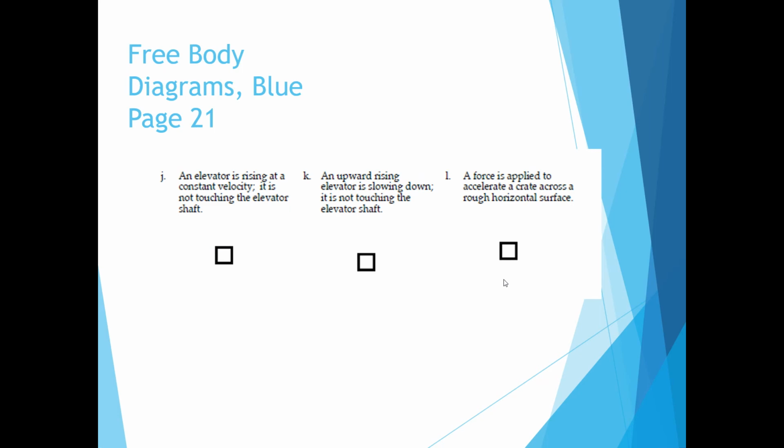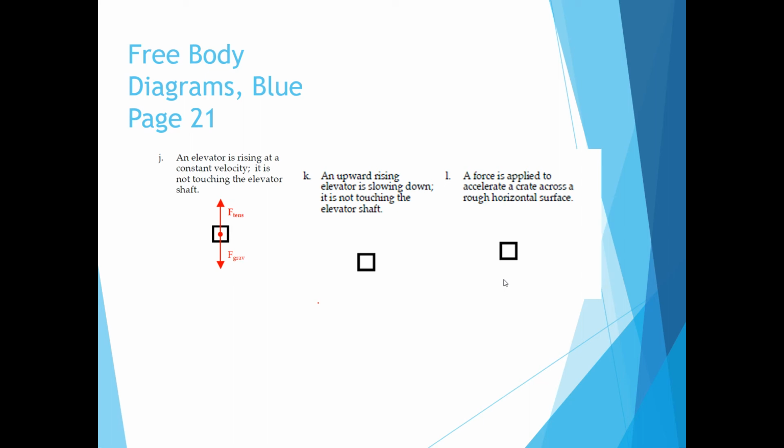Letter J, an elevator is rising at a constant velocity. It is not touching the elevator shaft. So in this case, we've got gravity acting downwards, and an elevator is typically pulled up by a rope or some kind of cable. And so the upwards force is going to be a tension force.